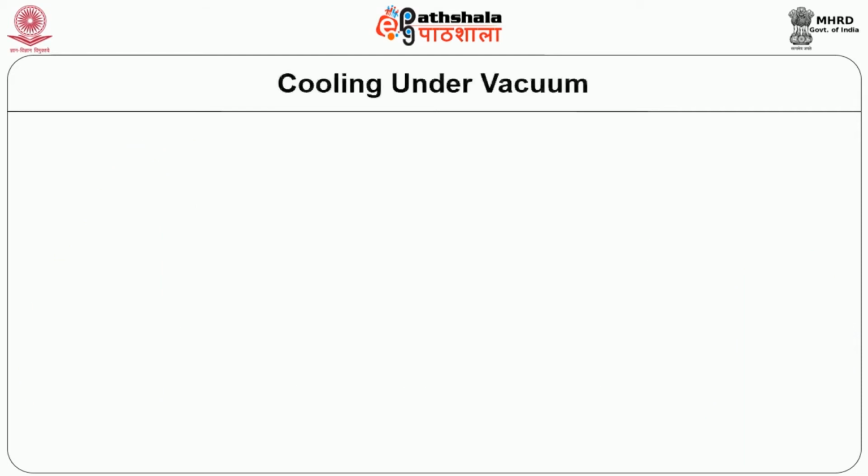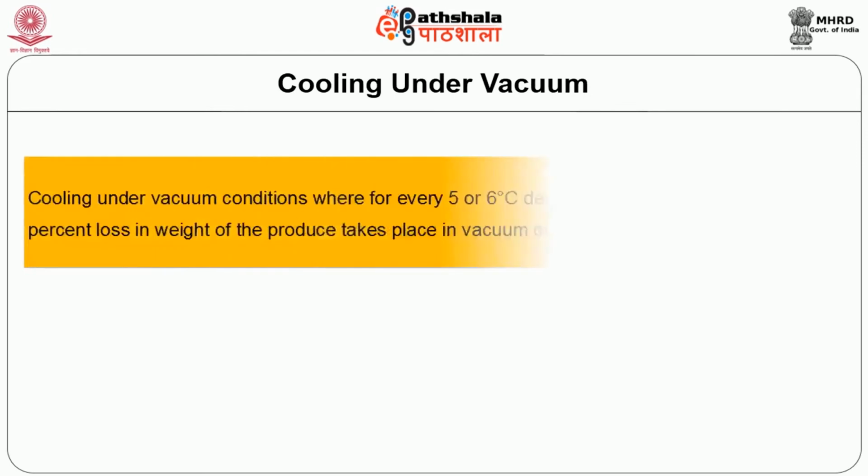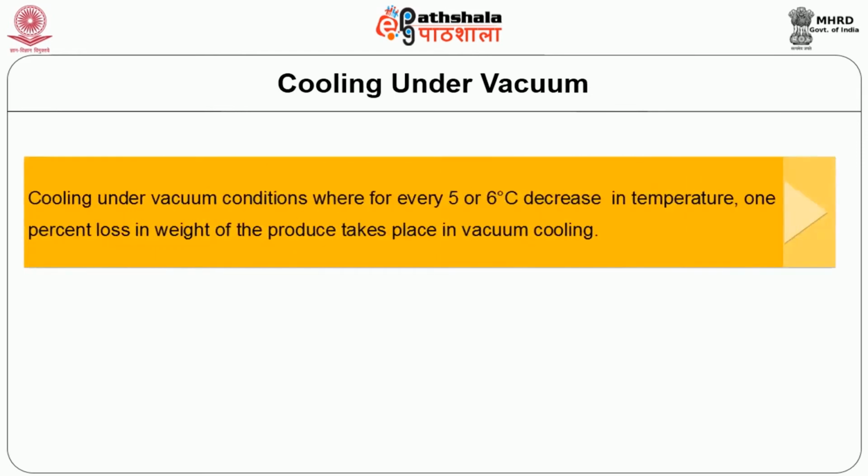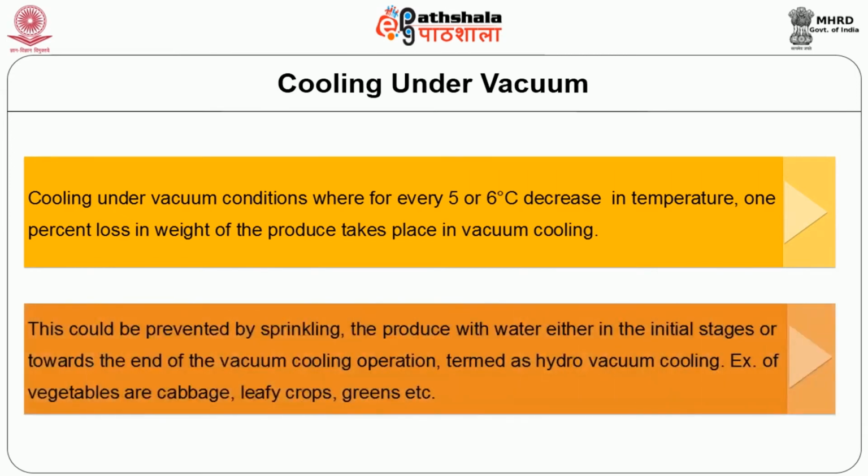The next method is the cooling under vacuum conditions, where for every 5 or 6 degrees Celsius decrease in temperature, 1% loss in weight of the produce takes place in vacuum cooling. This could be prevented by sprinkling the produce with water either in the initial stages or towards the end of the vacuum cooling operation, which is termed as hydro vacuum cooling. Example of vegetables that could be stored in this method are cabbage, leafy crops, greens, etc.